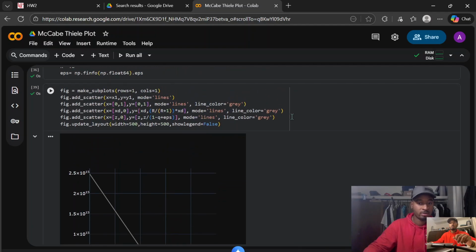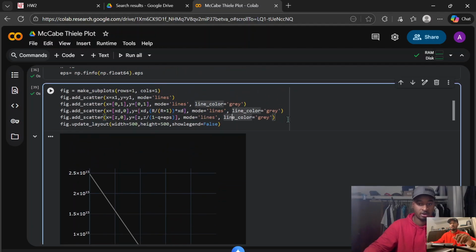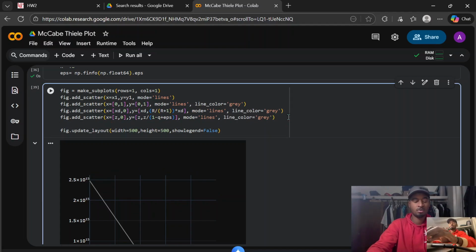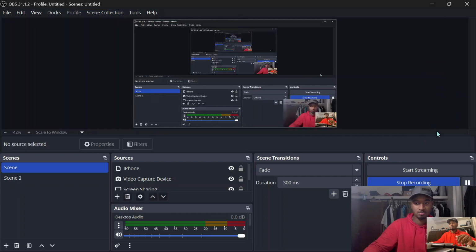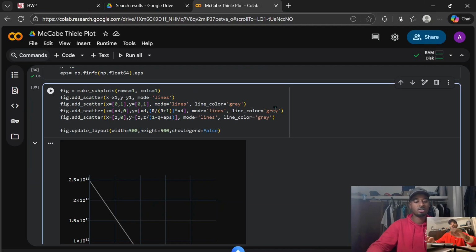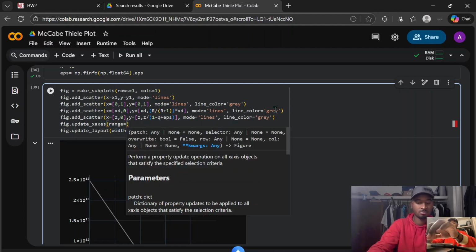And another thing we'll have to do is add in our limits. So it's update x to fig update underscore x. Perfect. Then we set the range. Yep, just okay. Range.